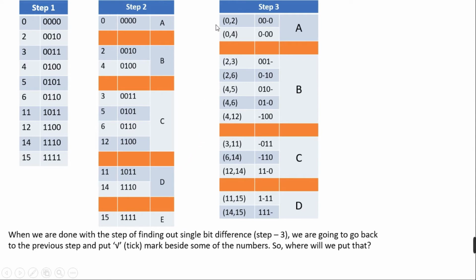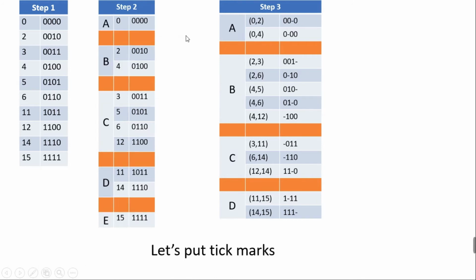So we're going to check from step 3 and put ticks into step 2. For the very first number, 0 2, the pair consists of 0 and 2. So we go back to step 2 and put tick marks beside 0 and 2. For the next one, the pair 0 4 consists of two numbers, 0 and 4. So we go back to step 2 and put tick marks beside 0 and 4. We only put a tick on 4 because the 0 was already checked before, so we don't need to put another tick mark there.